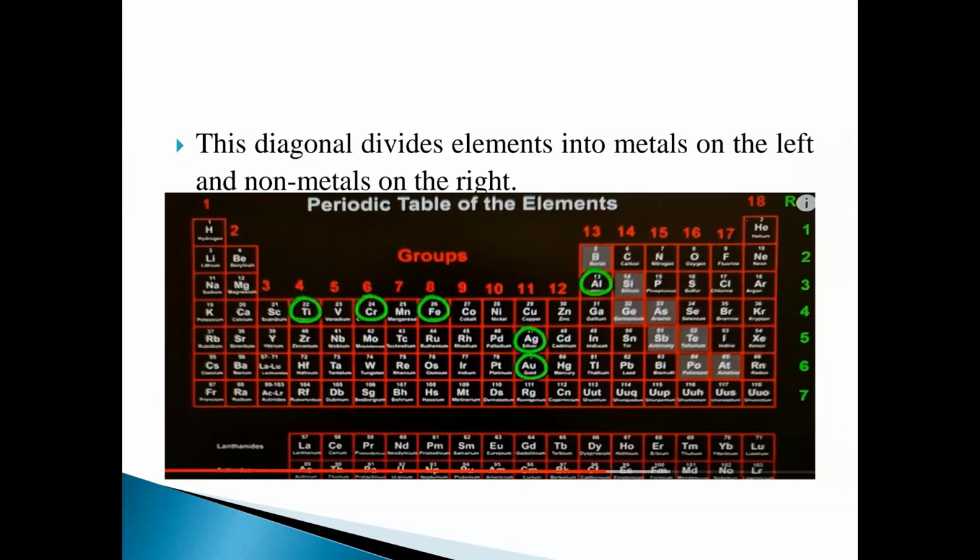So this diagonal divides elements into two: metals on the left and non-metals on the right, right? It splits them into metals on the left and non-metals on the right.